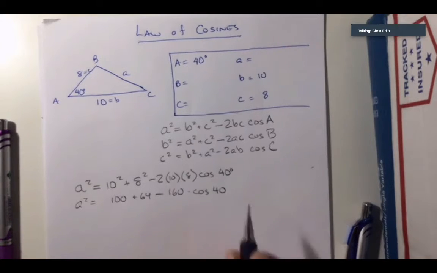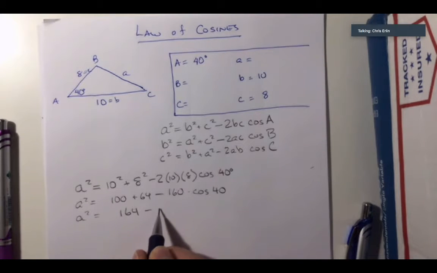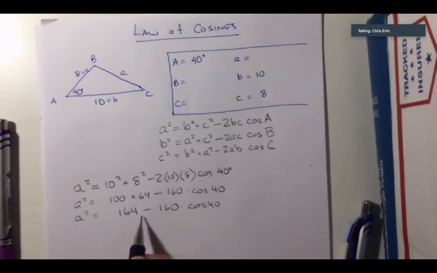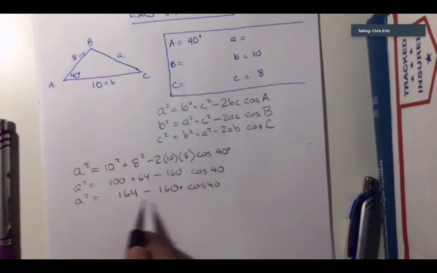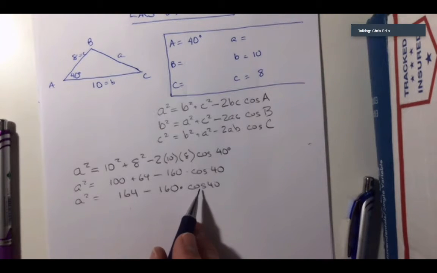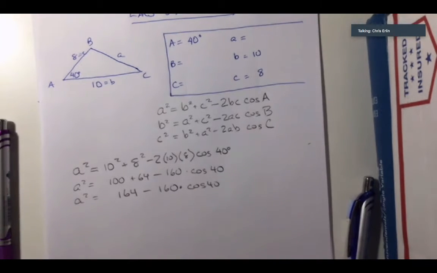Cosine of 40. I can combine 100 and 64 because they're both just integers being added, but I cannot combine this minus 160 because it is being multiplied by cosine of 40, whereas the 164 is not. So I actually have to leave it like this as an expression. A lot of people make the mistake of making this 4 times cosine of 40. That would be incorrect. This is a numerical value. If I want to, I can find a decimal equivalent of it by plugging into my calculator.